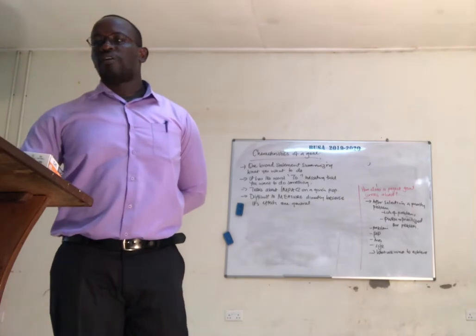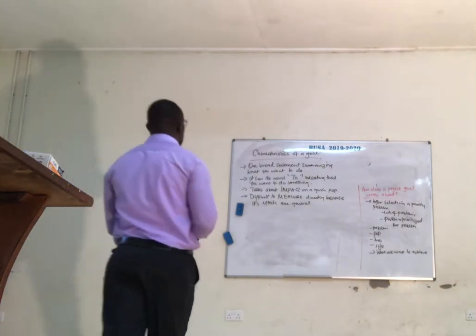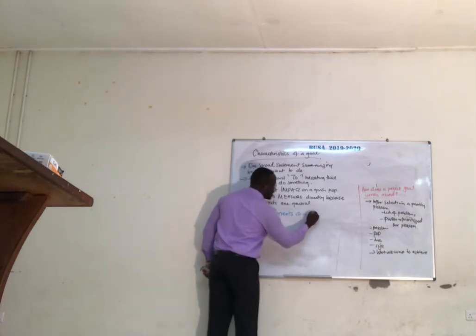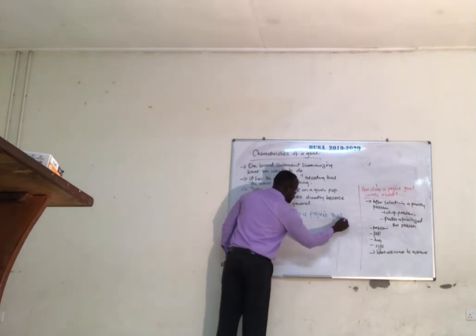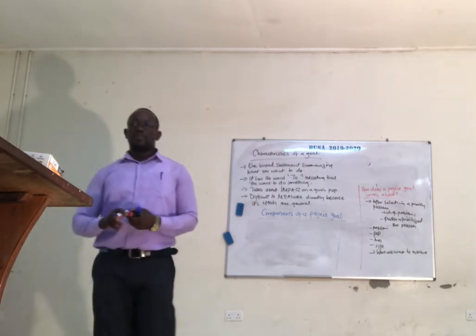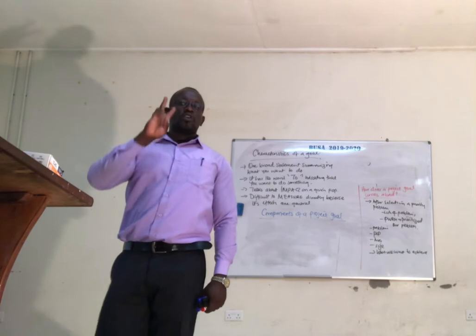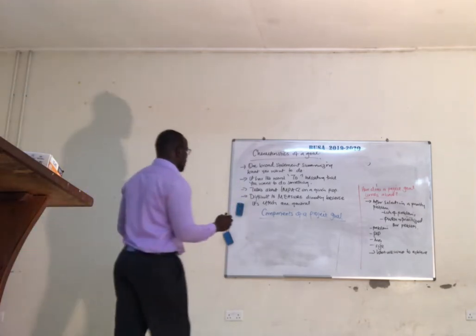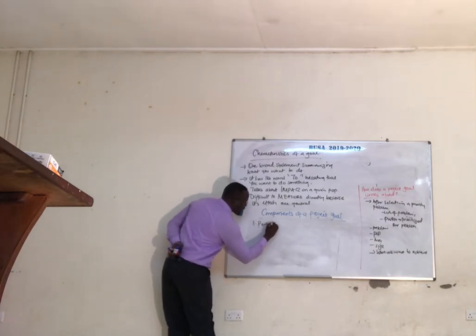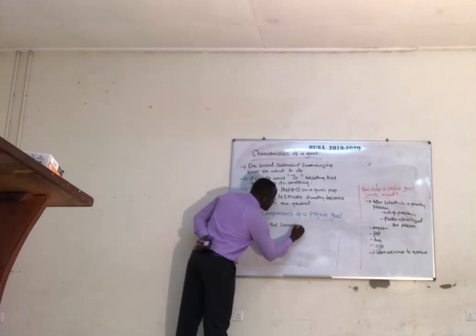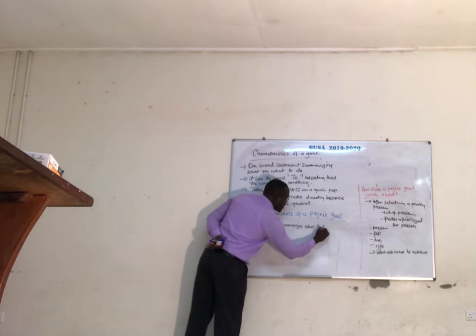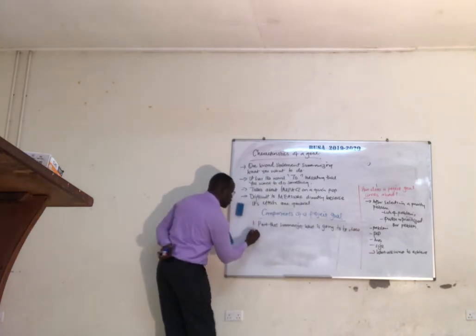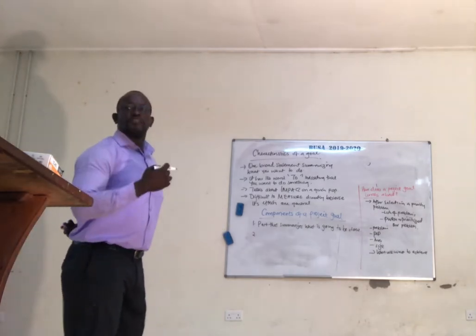Now this leads us to, after we have understood the characteristics, the question: what are the components of a project goal? Just like any other thing, even goals have components. The goal has two main components. Number one, a part that summarizes what is going to be done. And number two, the part that summarizes the overall impact of the project.